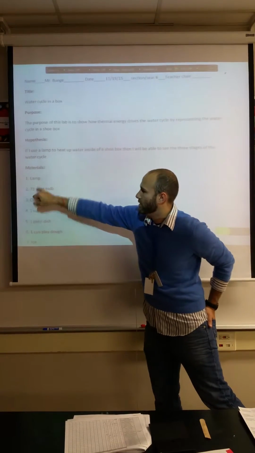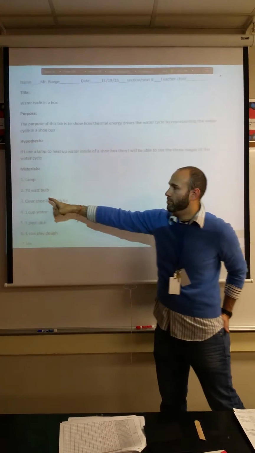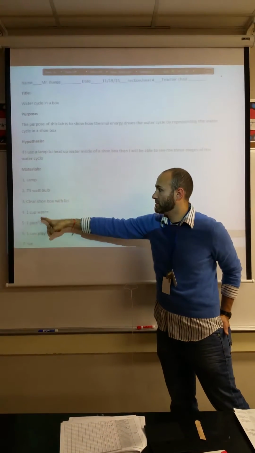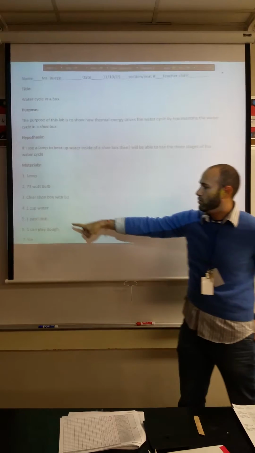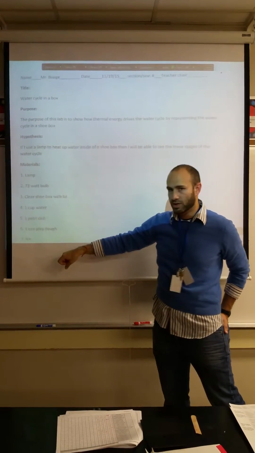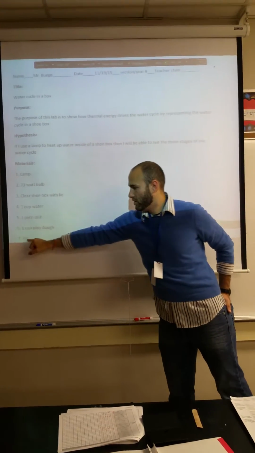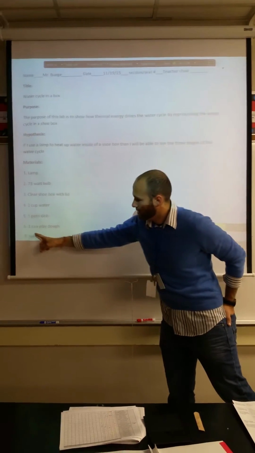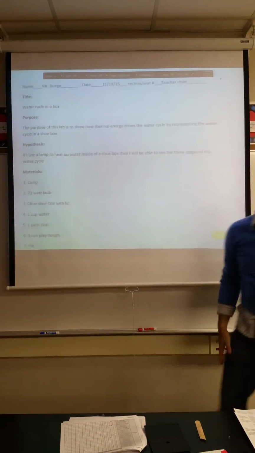Our materials, 1 lamp, 73-watt bulb, very specific, you notice, clear shoebox with lid, 1 cup water, 1 petri dish, 1 can of Play-Doh, and ice. You notice I left the ice not as specific because the ice could change perhaps.